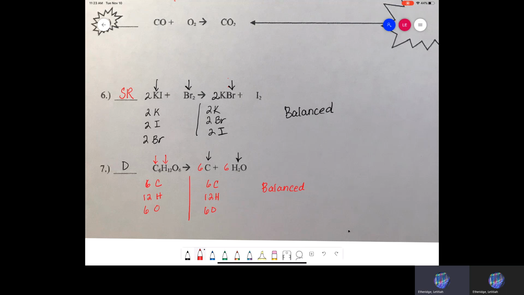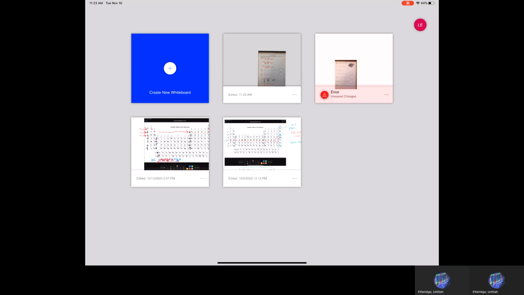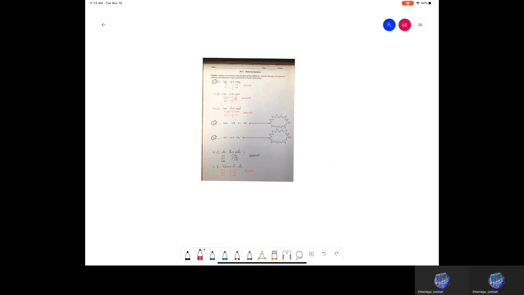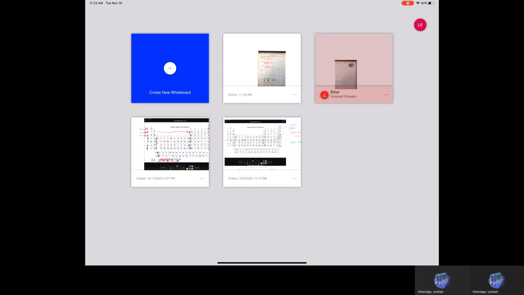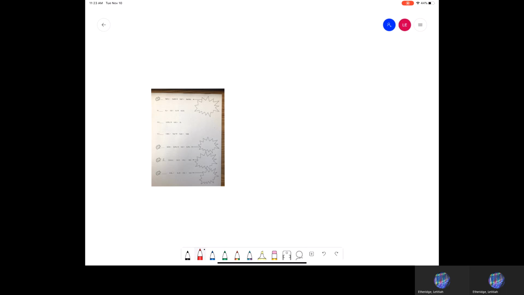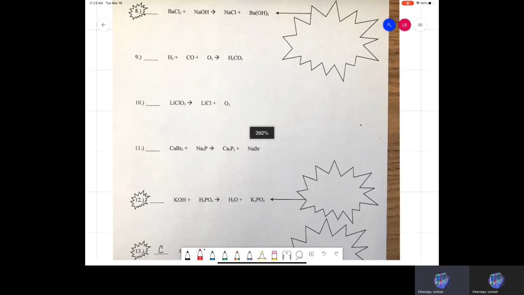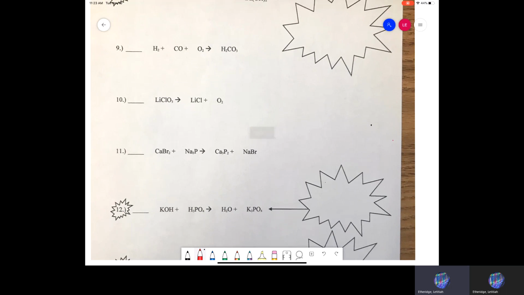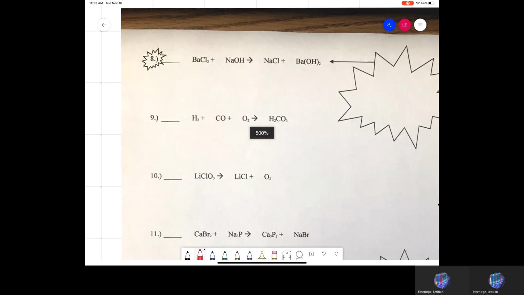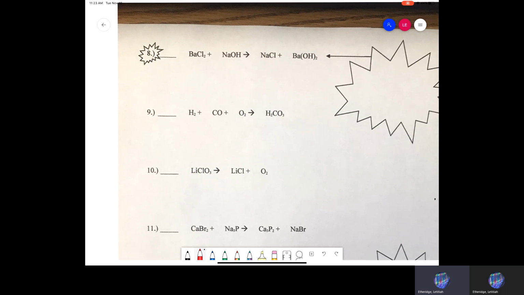Okay, that is problem number 7. Okay, let's move on to the back of your worksheet. Okay, so on the back of your worksheet, we did number 8 together in class yesterday. So let's move on to number 9. Okay, so number 9, we have H2 plus CO plus O2.